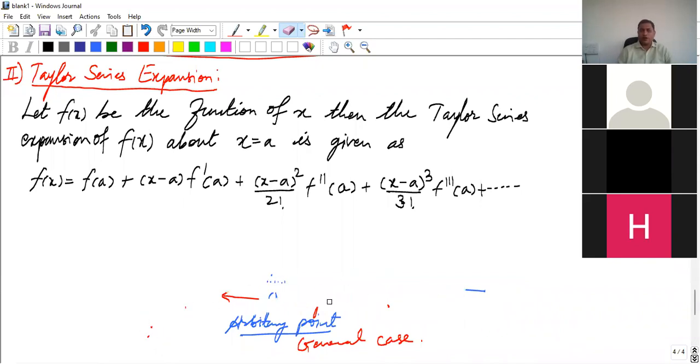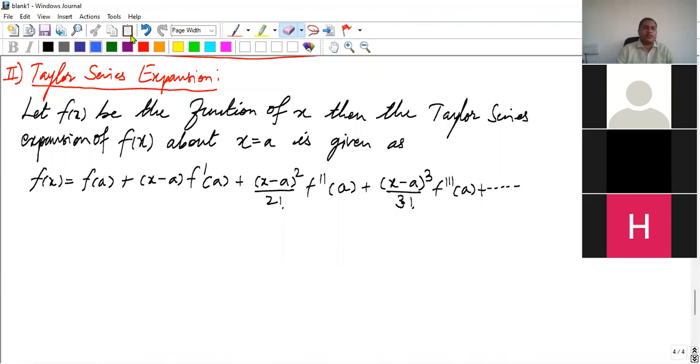Do you have any doubt for the relation between the Taylor series and Maclaurin series? No, sir. That idea is clear to you now? Yes, sir. Okay, so we can get the expansion in terms of x minus a, or we can get the expansion in terms of powers of x.